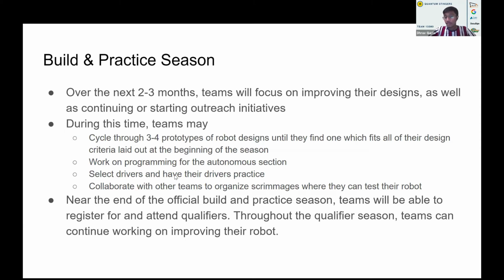They'll work on the programming for the autonomous section. And they'll also have to select drivers and have their drivers practice for the teleop section. One other thing that teams may do, but teams don't have to do, is collaborate with other local FTC teams to organize scrimmages where they can test their robot. So a scrimmage is when 2 to 4 teams get together in one FTC map and run their programs, practice working collaboratively, and learn from the other teams.